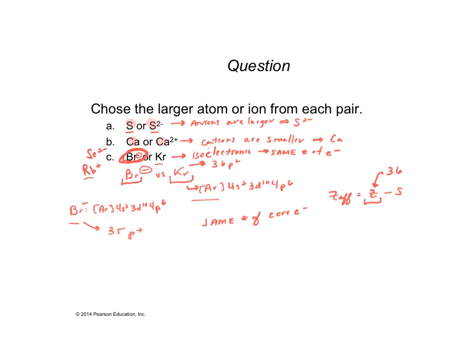I also like to ask questions where I ask you to tell me who's got the bigger or smaller radius. Or if I wanted you to arrange them, could you arrange them from smallest to largest and vice versa? And again, it's using the exact same principle of effective nuclear charge. Who has more protons? They all have the same number of core electrons. And so because of that, who's going to be the bigger and the smaller ion? Okay, so hopefully that made some sense.